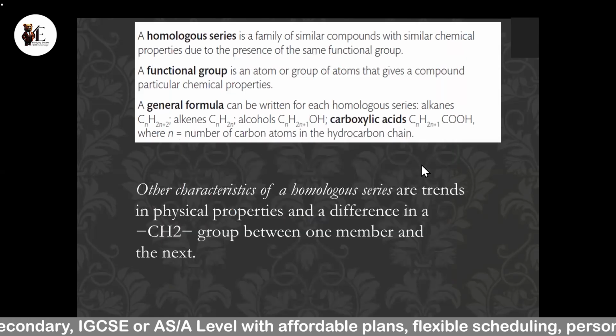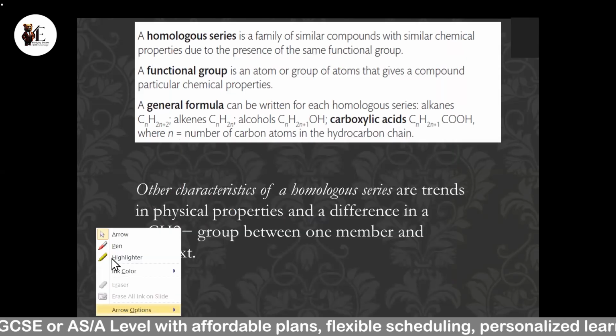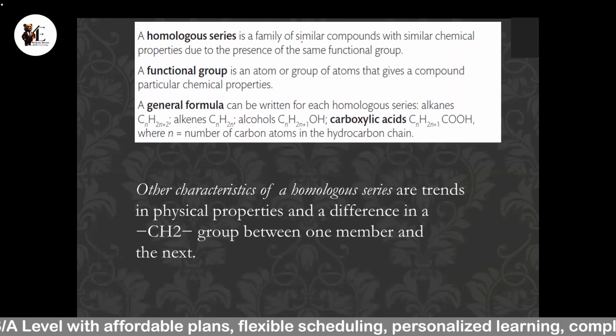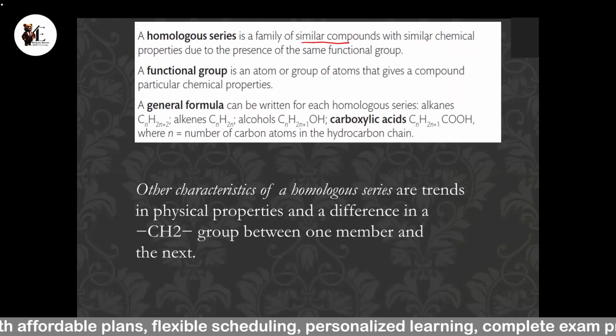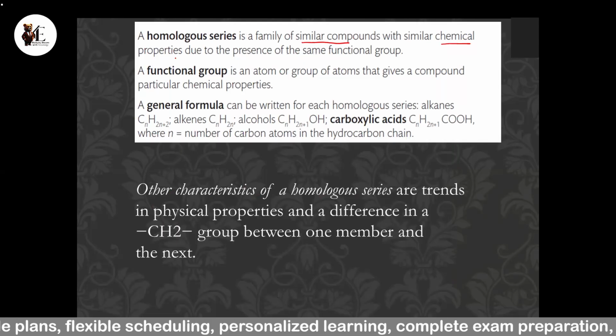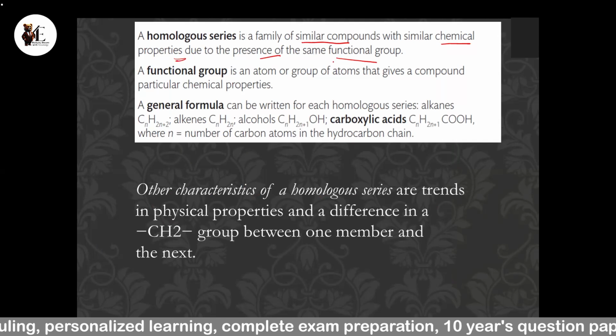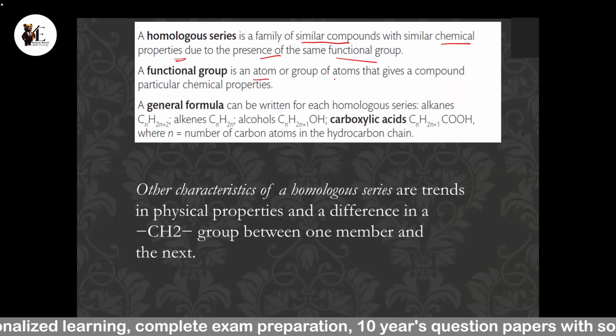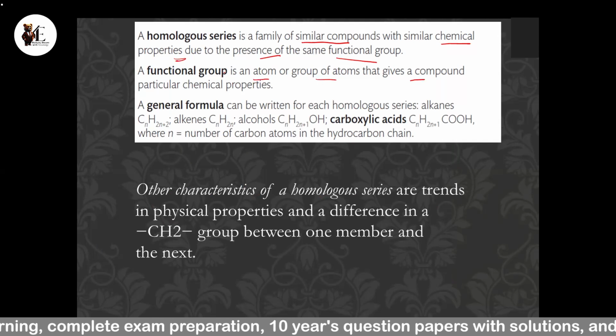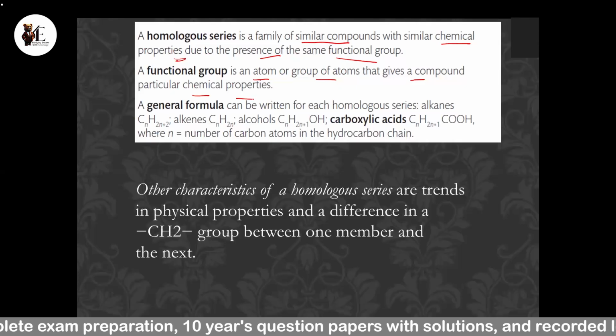Okay, now the next topic is the homologous series. What is a homologous series? It is a family of similar organic compounds which have similar chemical properties due to the presence of the same functional group. What is a functional group? It is an atom or group of atoms that gives a compound its particular chemical properties.